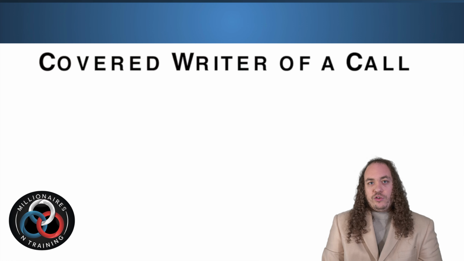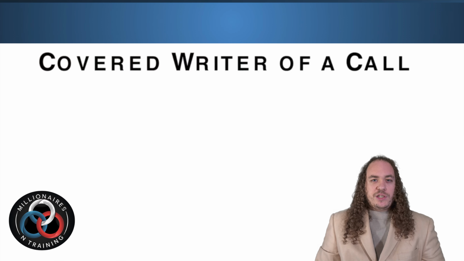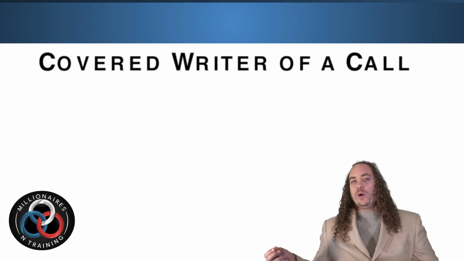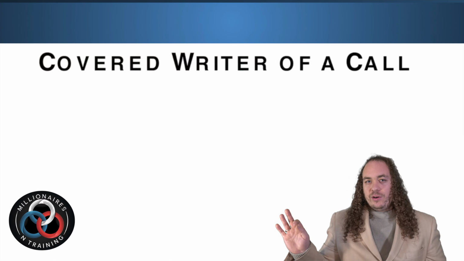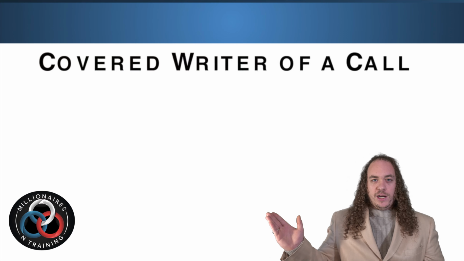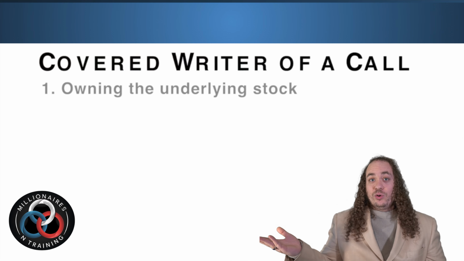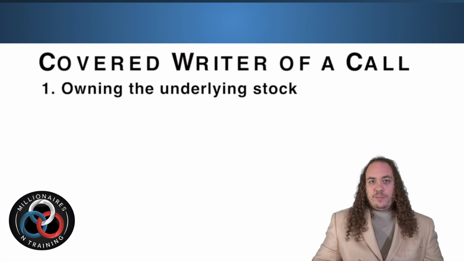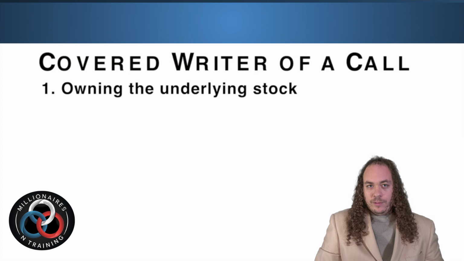So what does owning the shares mean, or what does being covered mean? The writer is obligated to sell the stock when the holder exercises, right? So what will cover the writer or protect the writer against the loss on the options contract? One, owning the underlying shares. If the writer already owns the underlying shares at a price equal to or lower than the option strike price, then he or she is covered.